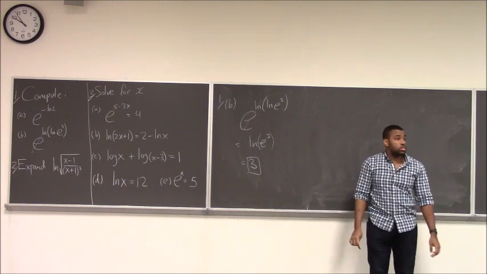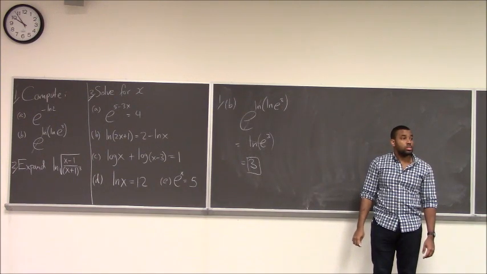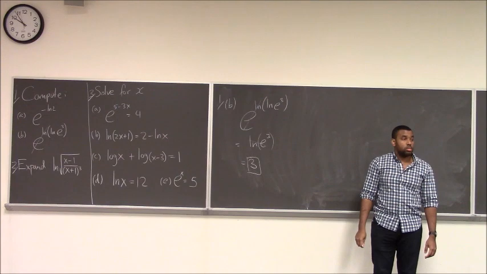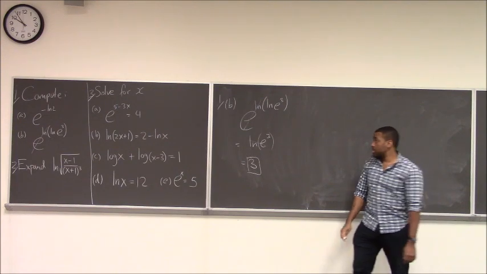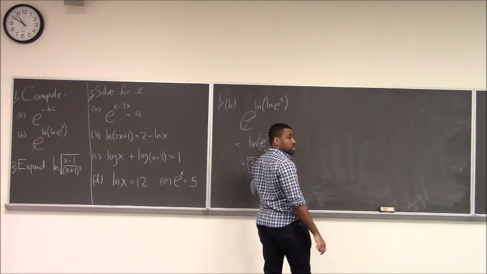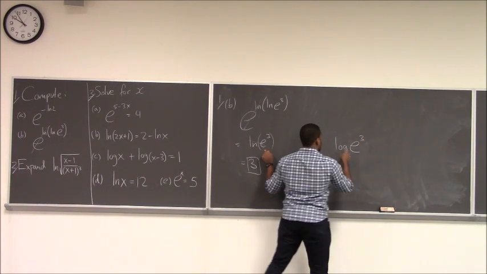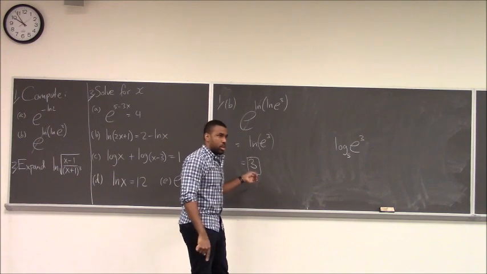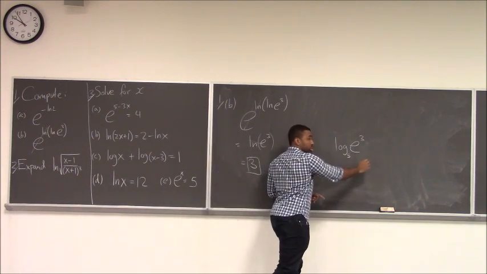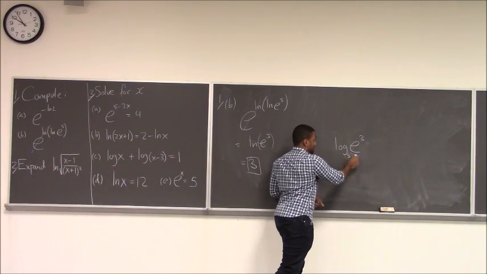Does that rule only apply when the log and the base and the constant are the same? Yes, it has to be exactly the same. Which means I could not do this if I had, for example, log to the base 5 of e cubed. That doesn't work anymore. I can't cancel those, because the base here is 5 and the base here is e.